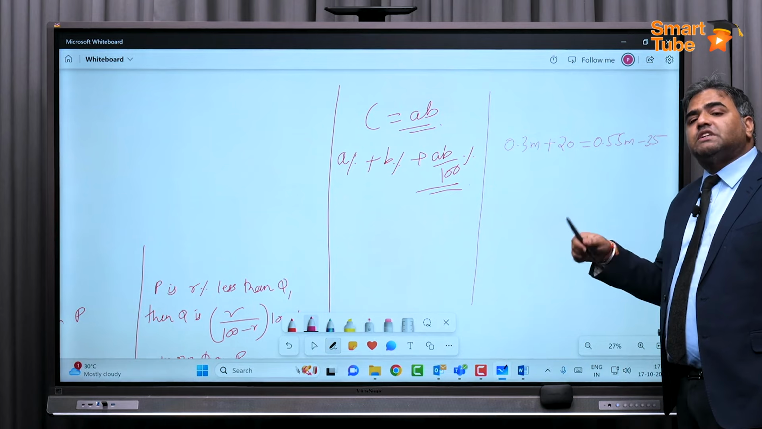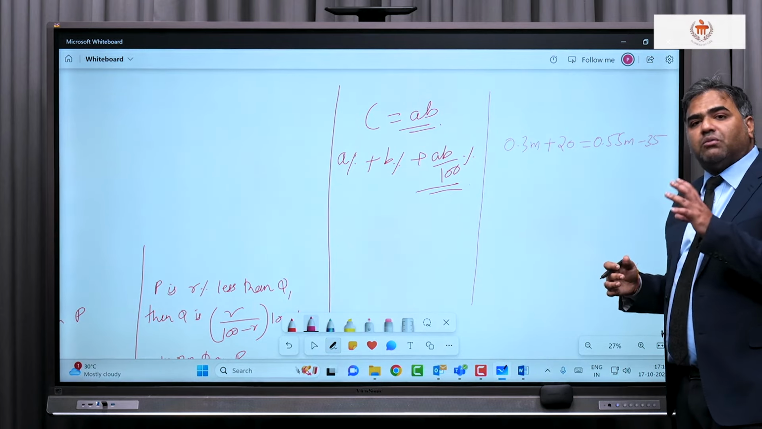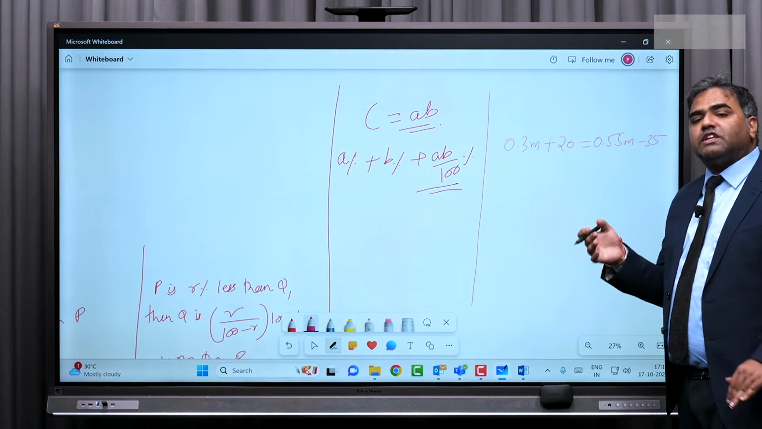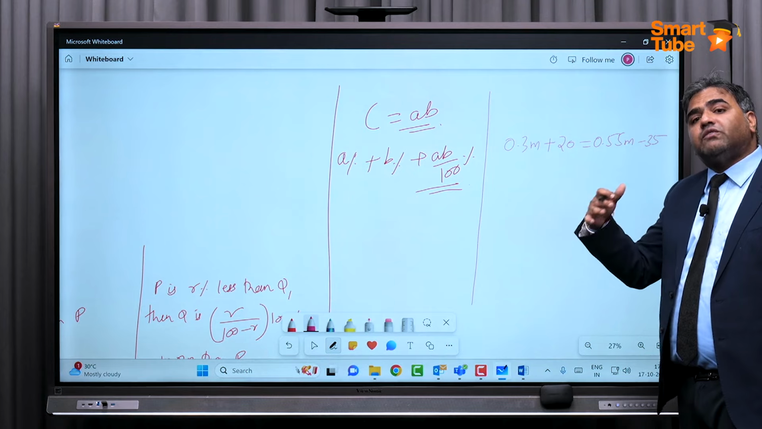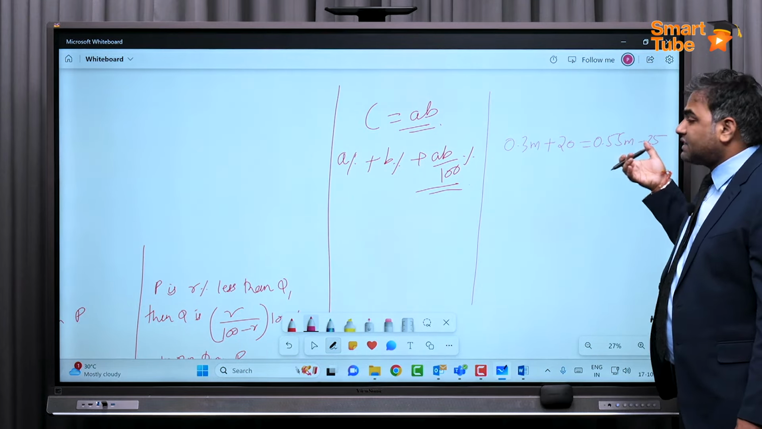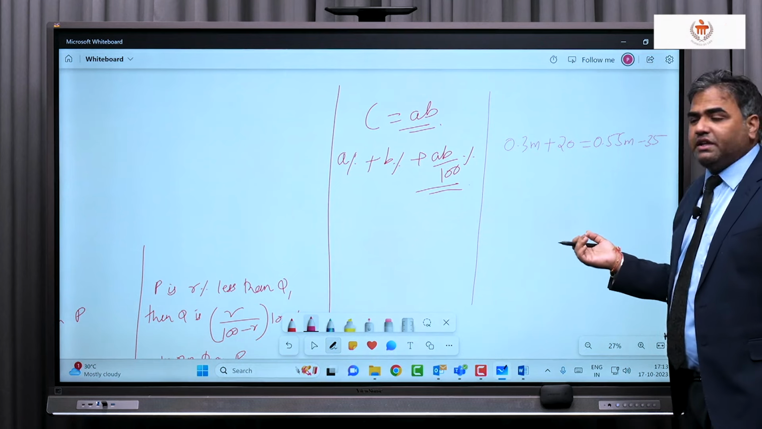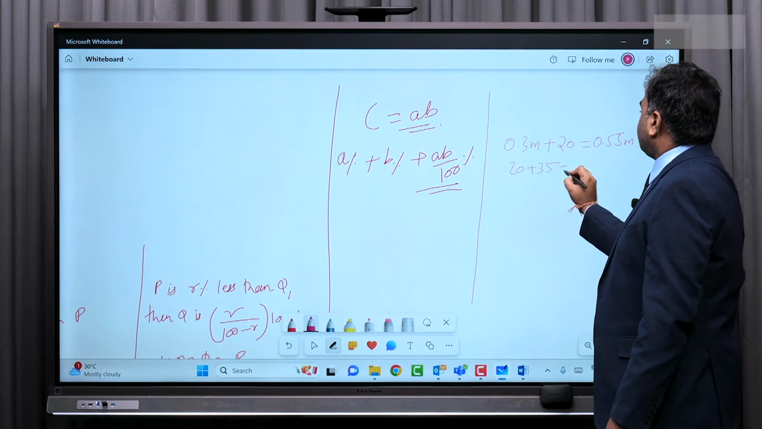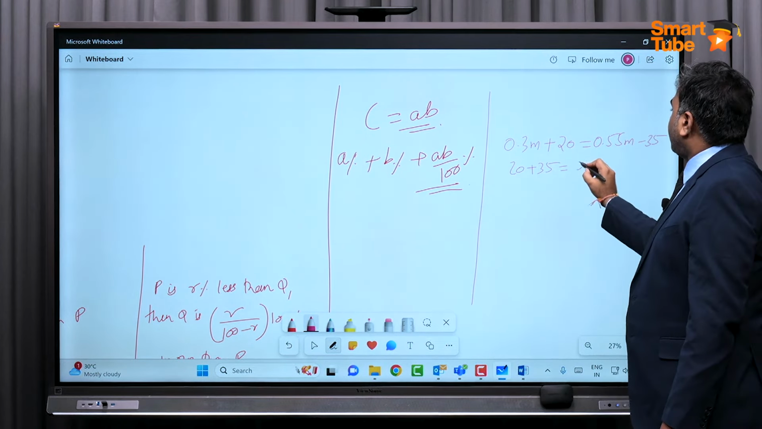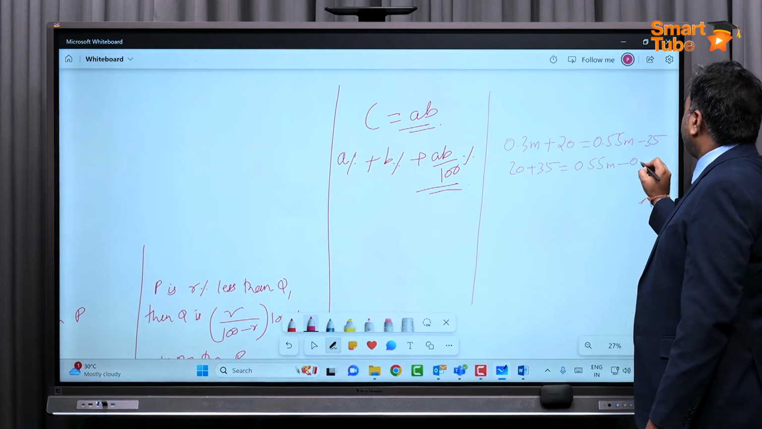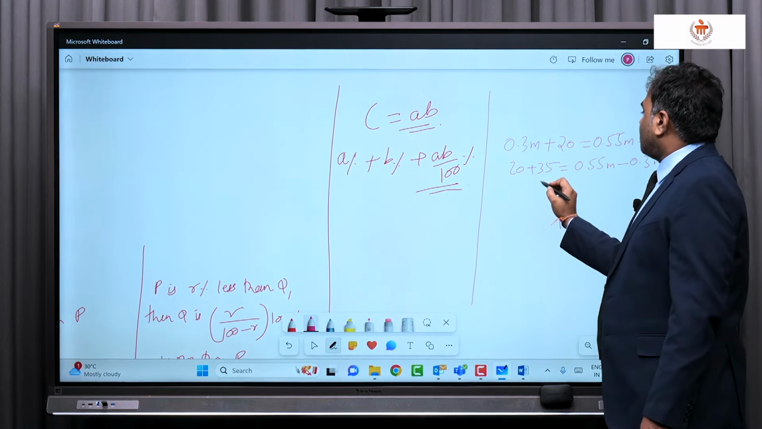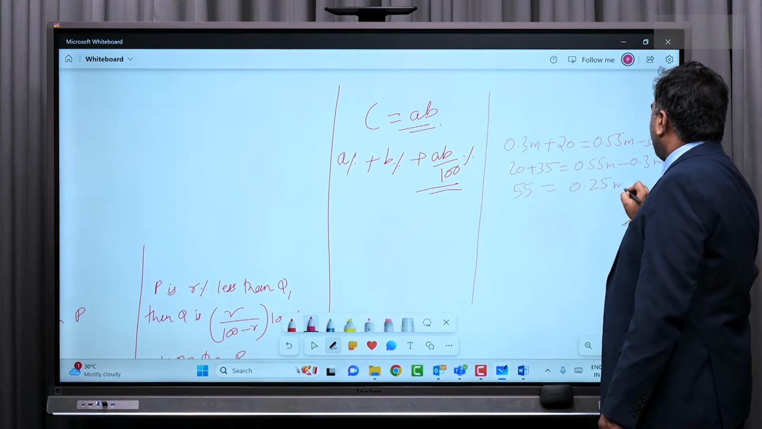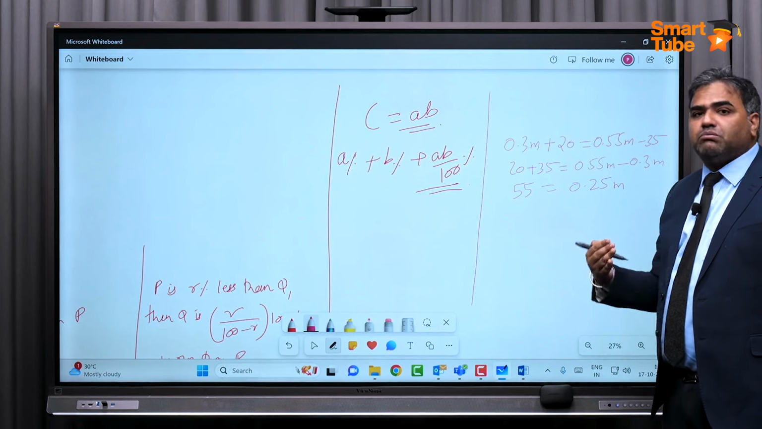What is M here, guys? M is the total marks. I am trying to compare two students' marks. One got less than the passing marks, another got more than the passing marks. The person who got more than the passing marks has 35 more, so from his total marks I deducted 35. This is a basic simple linear equation you can solve. The 20 and the 35 come to one side, so the minus sign becomes plus, and 0.55M and 0.3M come to the other side, becoming minus. So 55 is equal to 0.25M. I hope you remember 0.25M is nothing but 1 by 4.